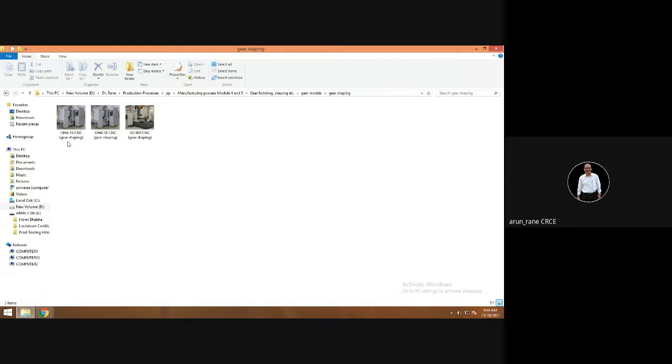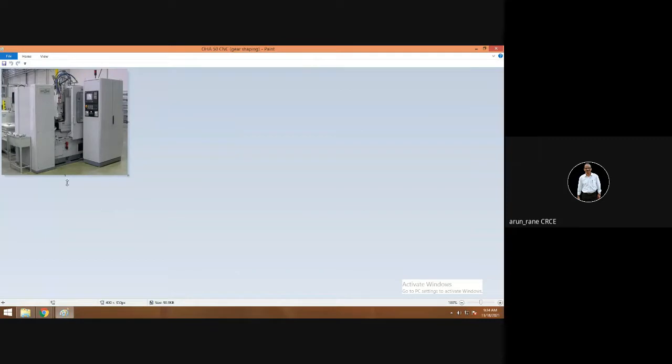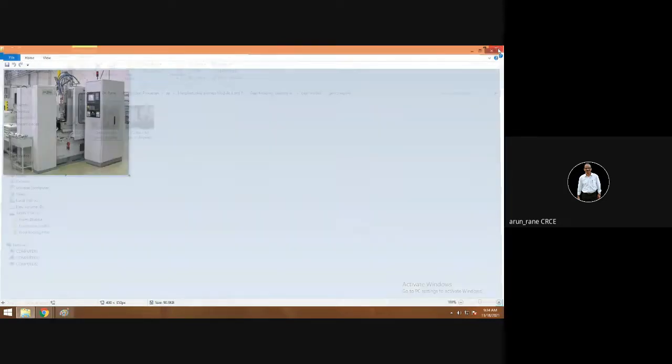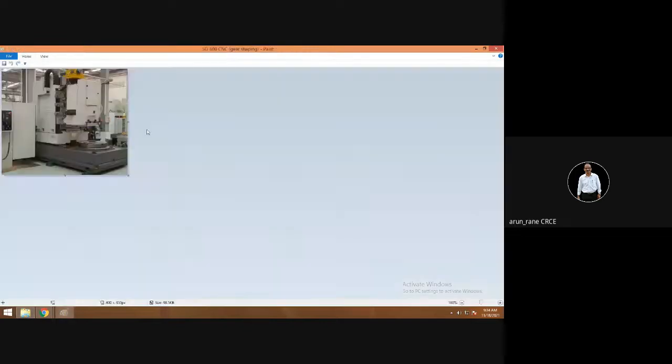Then you have gear shaping machine and you have gear shaving machine. So gear shaping machine is again a gear teeth cutting machine. Gear shaving is for finishing the teeth. This is a picture of gear shaping machine. This is again another model of gear shaping machine.